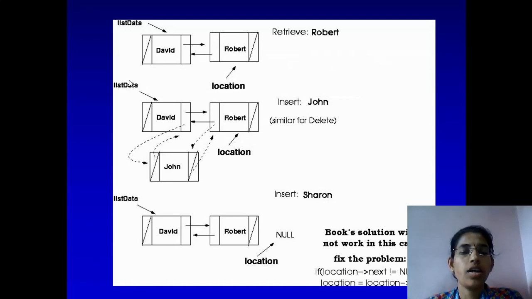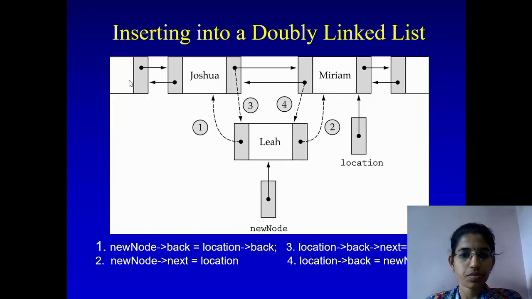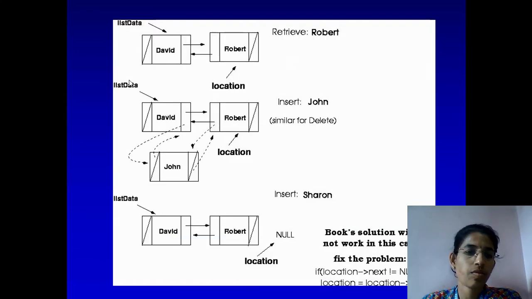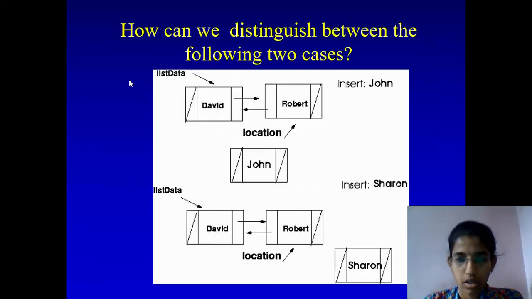Okay. So one more example. If you want to insert new data John, and already 2 nodes are present in the queue, the third data John I want to insert. What happened? We want to insert John. What happened?